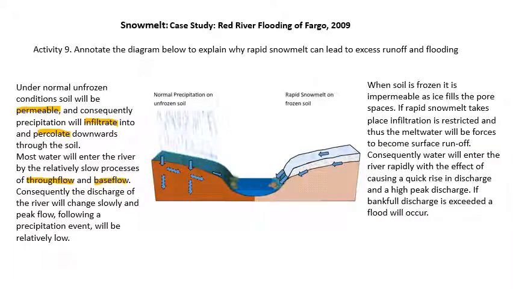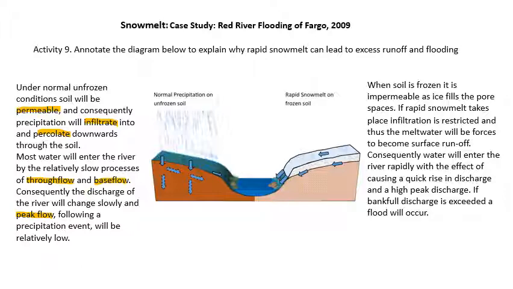So most of that water, once it's moved down in the soil, either into the top layer or down into the groundwater, is going to move relatively slowly through that soil towards the river basin. Consequently, the discharge of that river will change slowly, and peak flow following a precipitation event will be relatively low. Okay, so it's going to take a relatively long time for that water to get into the river. It's going to constantly feed that river.